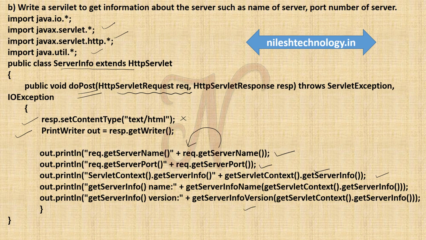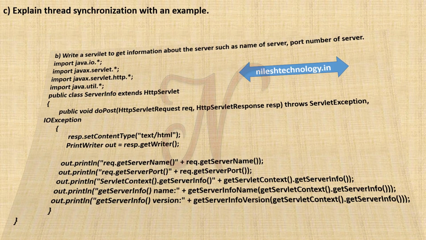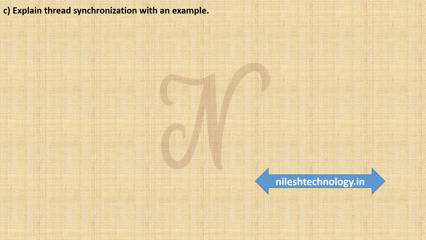Proceed to the next question. My next question is: explain thread synchronization with an example. The same question occurred in question number 1 for 1 mark. Here we explain synchronization for 5 marks.